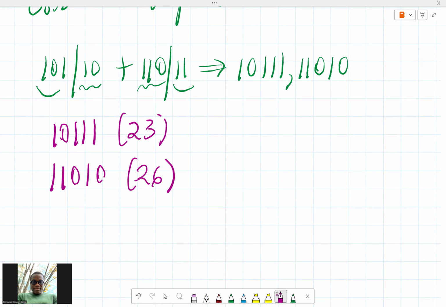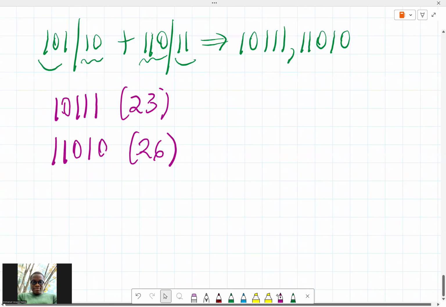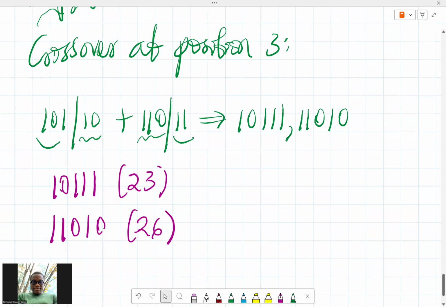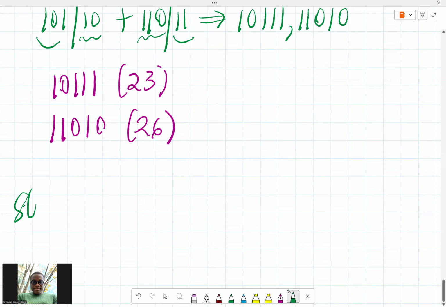Okay, so of course we can evaluate all of this and see what the functions look like. So we have those two crossovers. Then the next step talks about mutation, step 4. We are not doing anything with this for now.